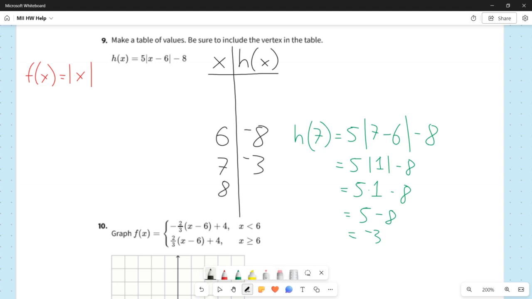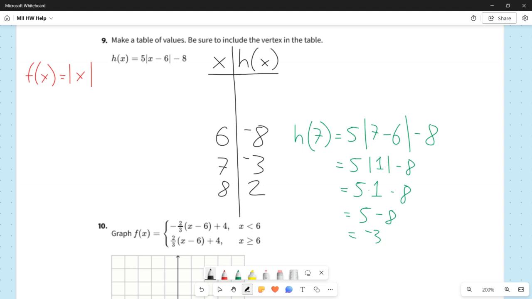Plug in an 8. This one I'm not going to write out, but it's going to be the same process as what you see in green, except you replace the 7 with the 8. So we end up getting 8 minus 6 is 2, absolute value of 2 is 2, 5 times 2 is 10, and 10 minus 8 is 2. Again, just in the interest of time, I'm doing this a little bit quicker.